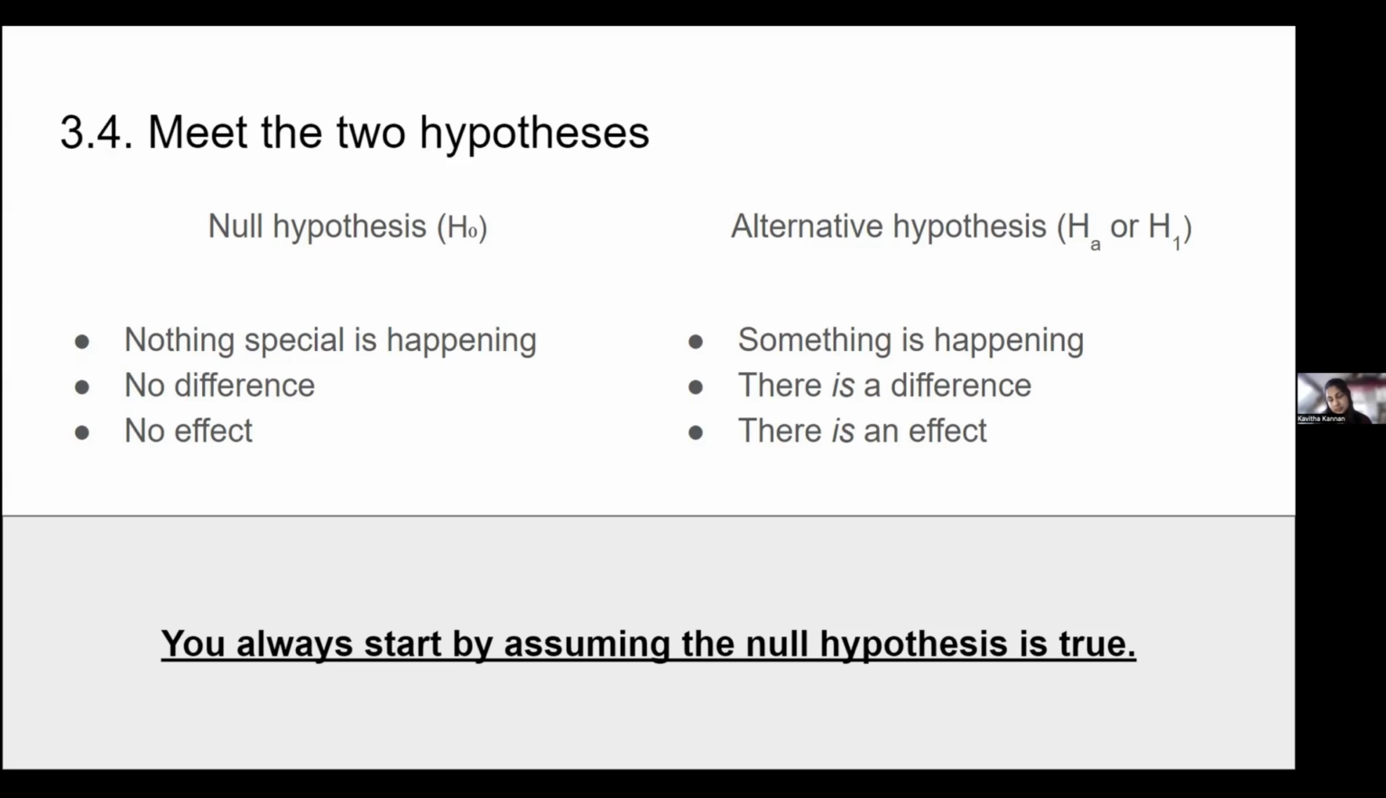one group of humans reads animals anthropomorphically, and the other group of humans does not, let's say that. And the null hypothesis is always the boring version. So there's no difference, there's no effect. Nothing is happening. While the alternative hypothesis would be anything else. So yes, there is a difference.